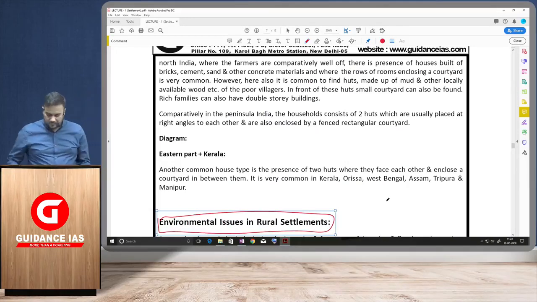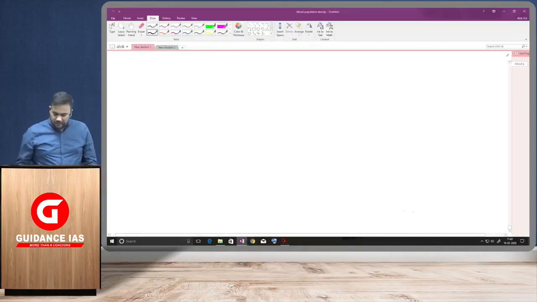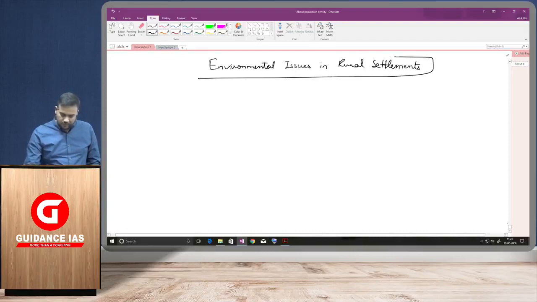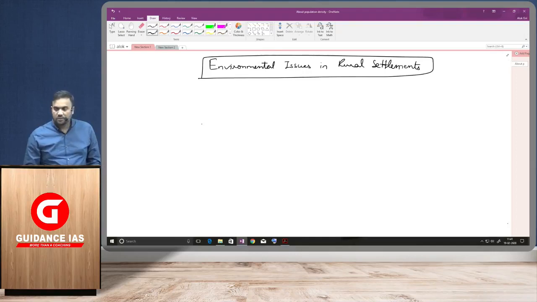Okay, the main problem that would emerge is that as soon as we think of environmental issues in rural settlement, our mind would simply go towards human created environmental issues. Can I say rural settlements are also facing several environmental issues which are more natural?